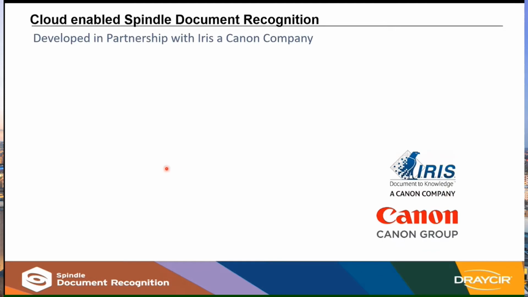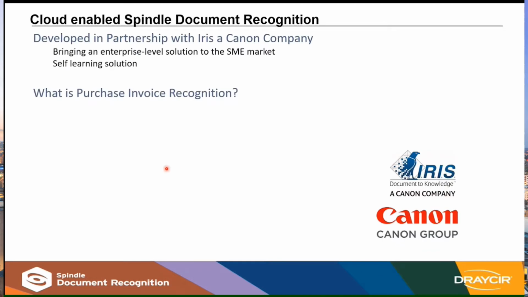It's a cloud-enabled solution, and it's developed with Iris, who are part of the Canon group. Part of this is that this software is usually used at enterprise level, in the big, big companies turning over hundreds of millions of pounds a year and processing thousands of invoices a month. It's self-learning, so it will learn how your suppliers send in invoices, so it knows what to look for and how to check those invoices.